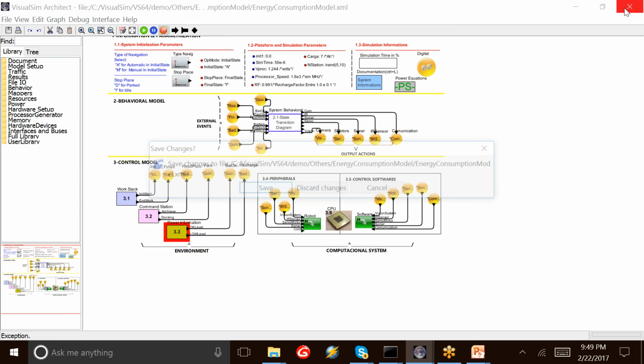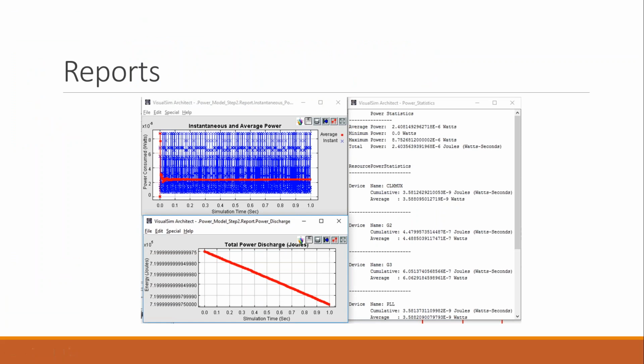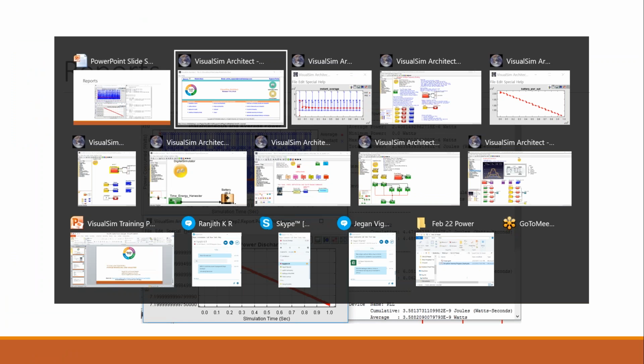Reports. As I said, a variety of reports. You get instantaneous, you get total discharge, but you can also get power on each device and also per state within the device. So for example, I'm going to move over to one of my models that are there currently. So this is at the top level power, or my lowest level power.